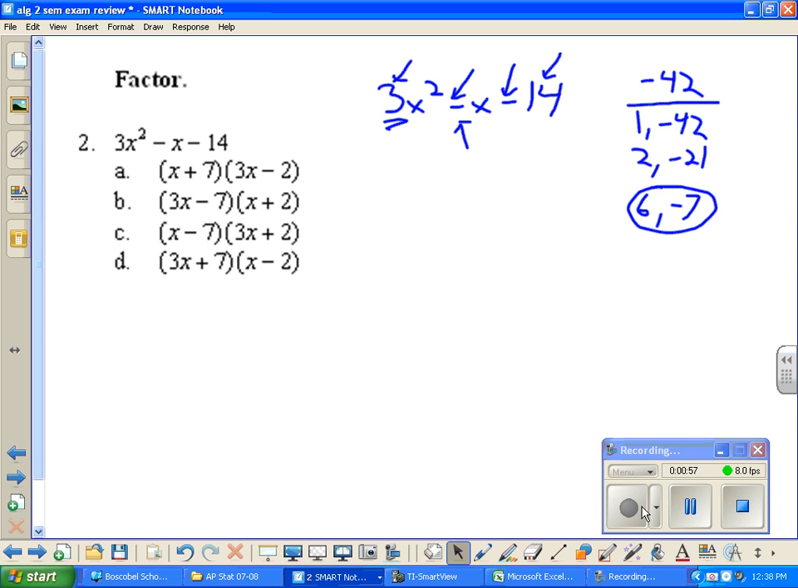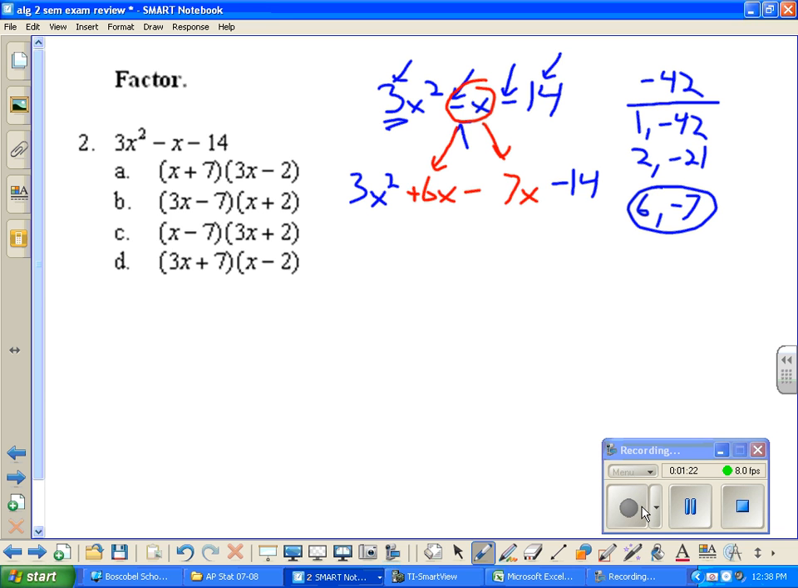So what happens now is I end up splitting the middle. What that means, the outside terms stay exactly the same. However, we split the middle term. This negative x is going to get split into two terms. It gets split into plus 6x and minus 7x. That's the split the middle part.